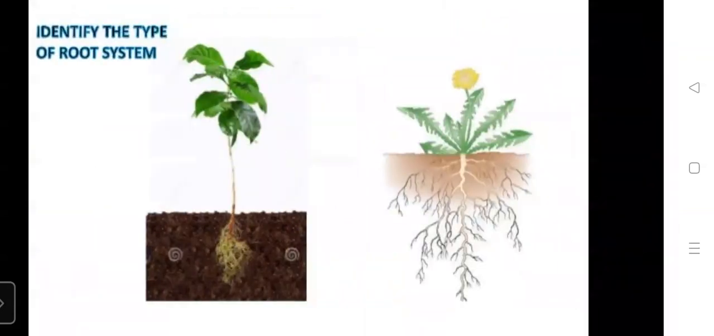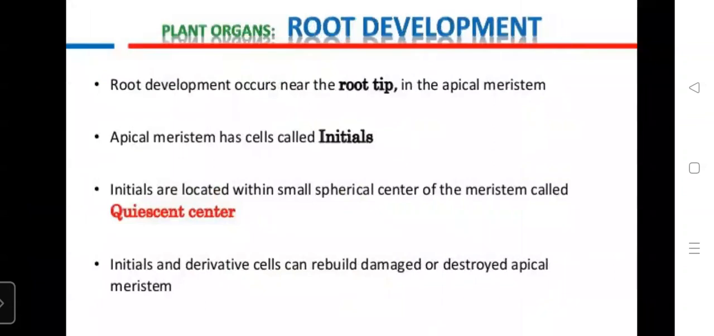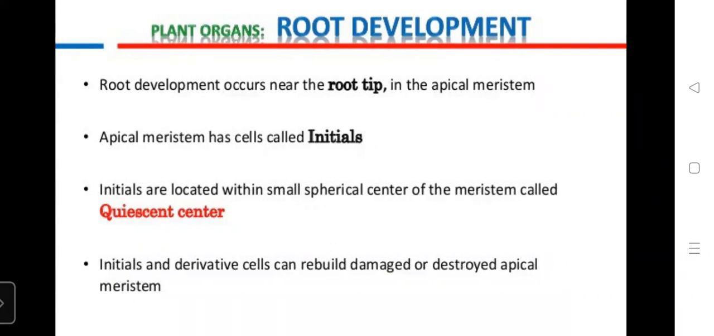Next we are coming to the anatomy. Root development occurs near the root tip in the apical meristem. The apical meristem has cells called initials. Initials are located within a small spherical center of the meristem called the quiescent center. Initials and derivative cells can rebuild a damaged or destroyed apical meristem.